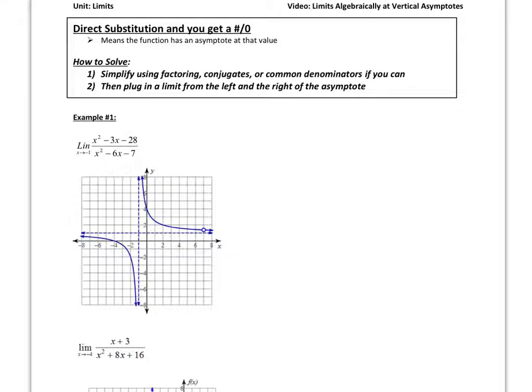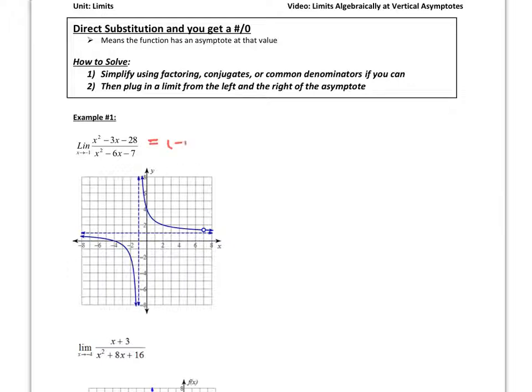Hi everyone, in today's lesson we're going to talk about how to find limits algebraically where the value you're trying to find the limit for is a vertical asymptote. So we're going to do everything like normal. The first thing we're going to do is plug in -1. We're going to try direct substitution.